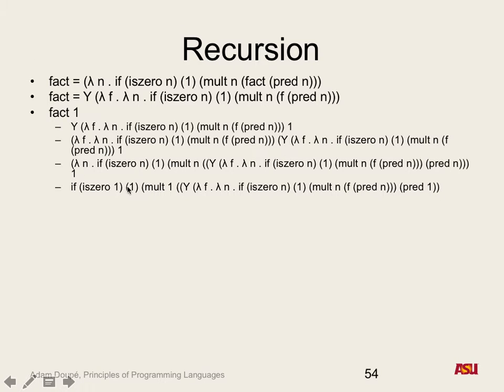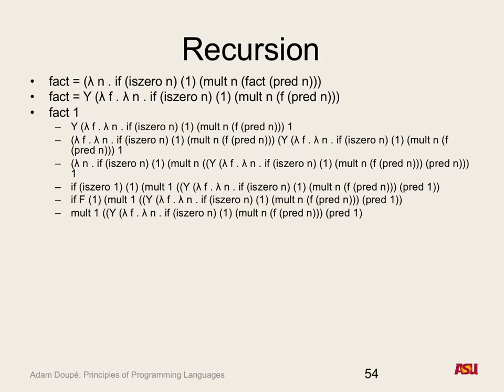So we have a couple things. This if statement: what is is-zero 1 going to return? False. And now we have if and we have false. Which of the two arguments is it going to return? The second one. So the first goes away and it's going to return multiply 1 by this whole thing, times the predecessor of 1. Do we calculate predecessor? I will do that later. So multiply 1 times the factorial of the predecessor of 1. Cool?